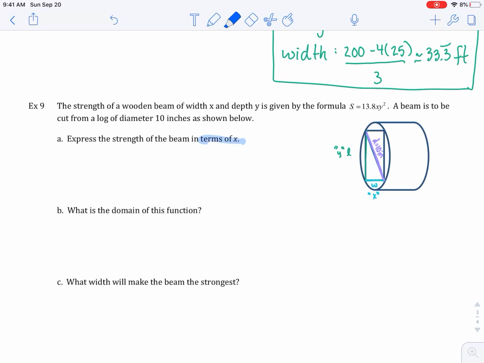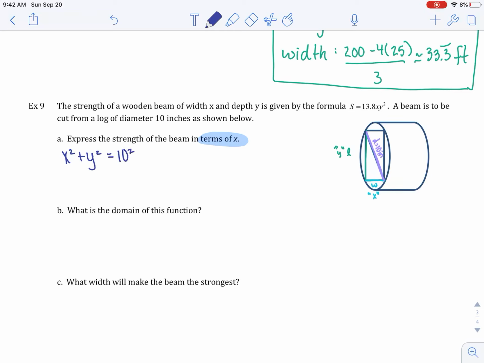So express the strength of the beam in terms of x. So I only want x in some type of equation. What can I do here then? What type of shape do you see inside of that rectangle? Hopefully you can notice it with me highlighting it. It is a triangle, specifically a right triangle. What type of theorem should you use with a right triangle? You should be shouting this out. Pythagorean theorem.